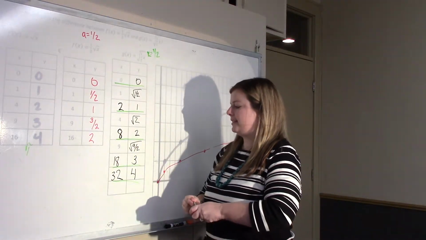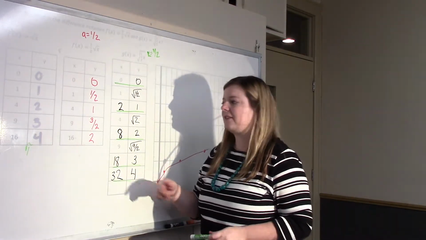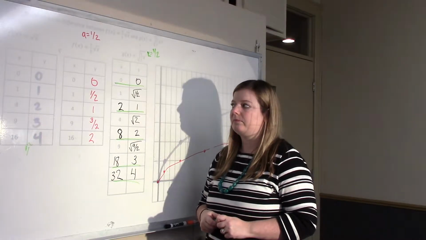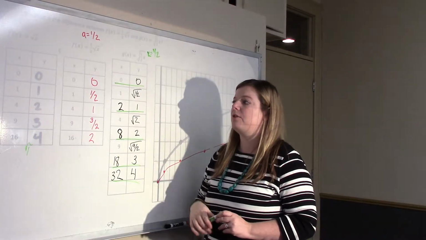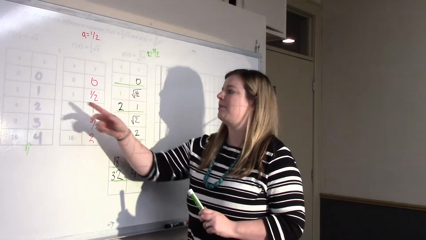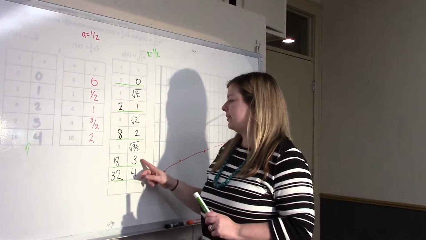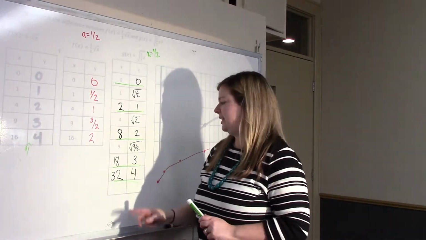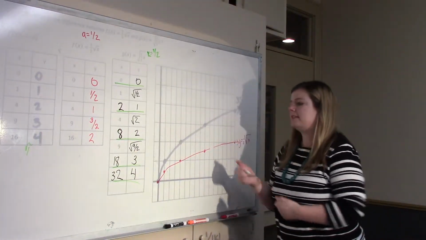Okay, what do you notice? So for the same y values, how do the x values compare? Well, they're double, right? To get the y value of 1, I have a 2 now instead of a 1. To get the 2, I have an 8 instead of a 4. To get to 3, I have an 18 instead of a 9. To get to 4, I have a 32 instead of a 16. So what does this look like?